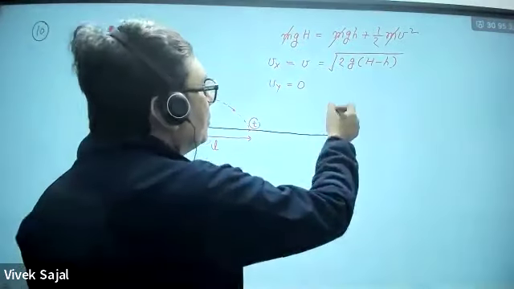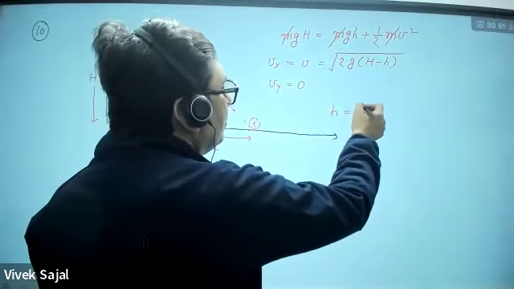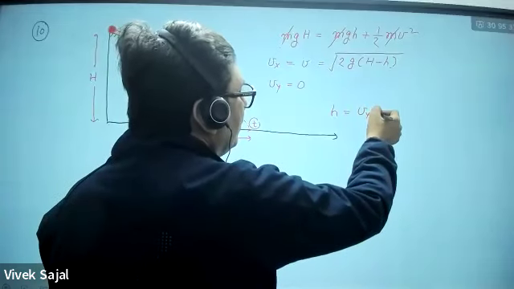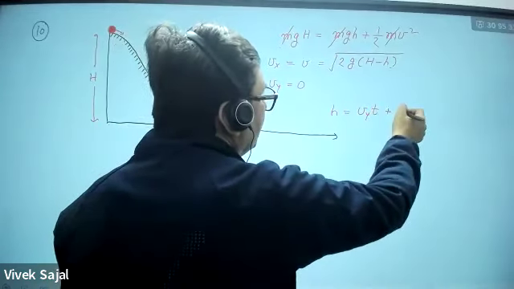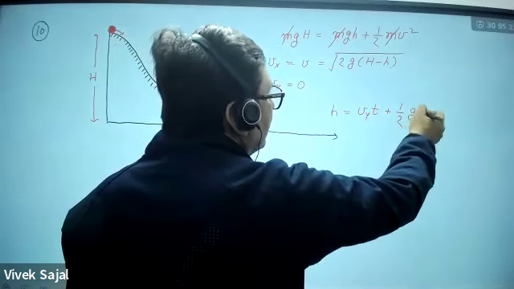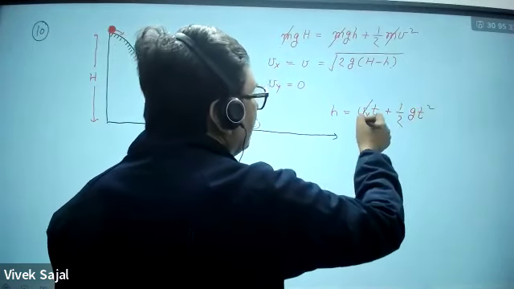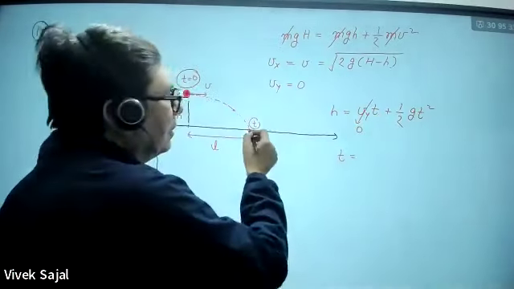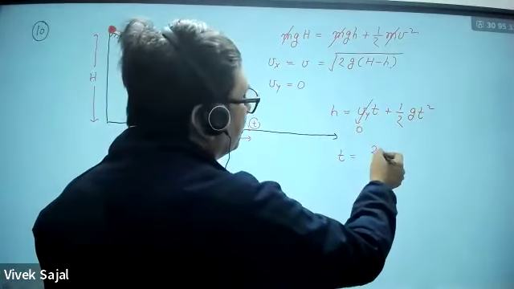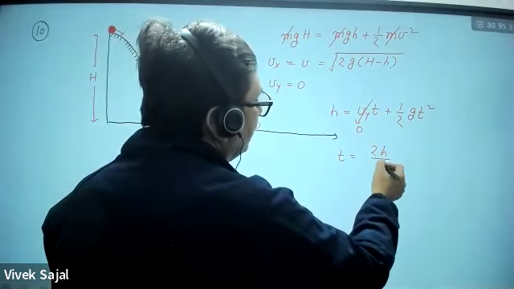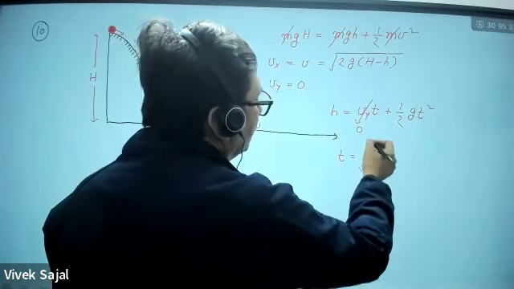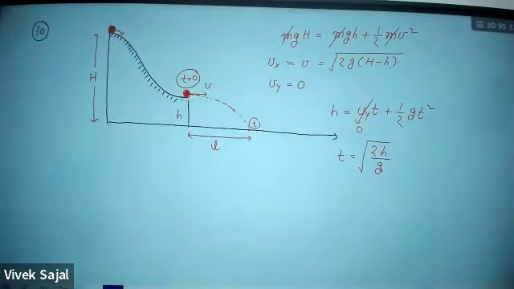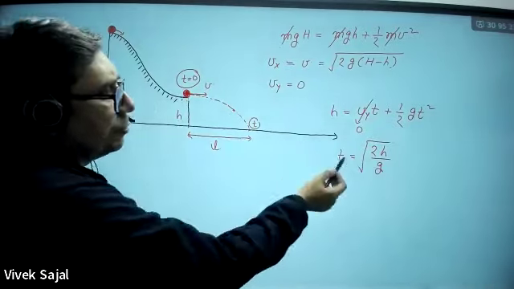So h equals initial Vy times t plus 1 by 2 g t square. This Vy is 0. So what will be the t in which it is going to hit the ground? That will be the square root of 2h upon g. So from here to here, it is going to take this time.